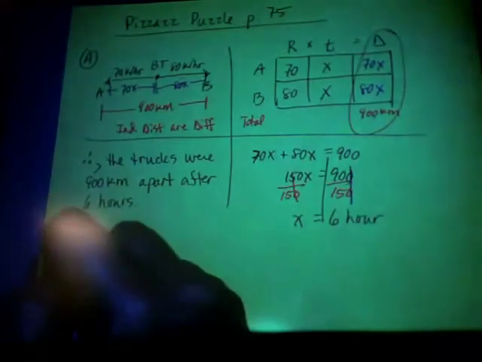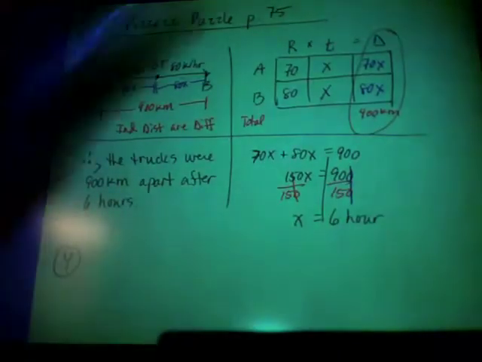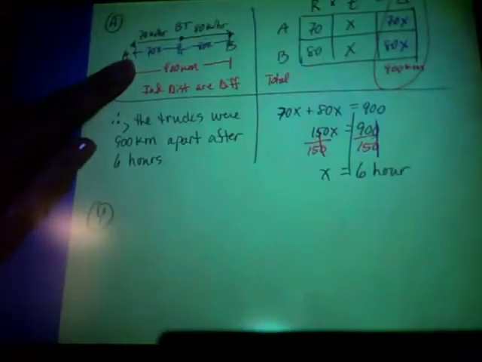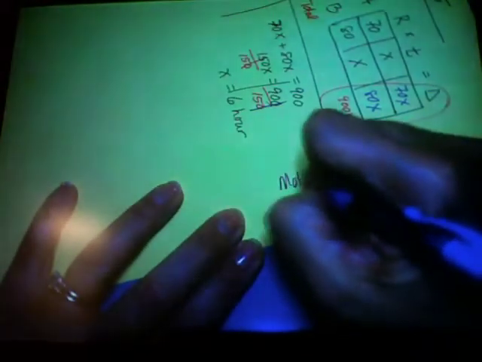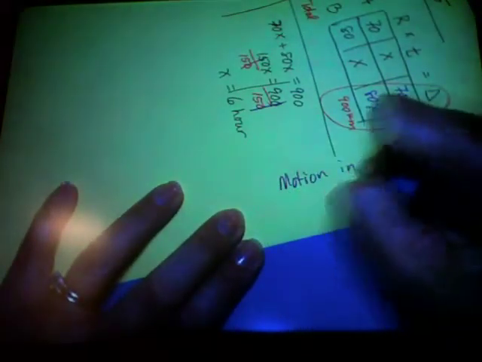How is Y different from A? They are going toward each other. So A was motion in opposite direction. It's your motion in opposite direction is what they'll call it. Whereas Y is motion in the same direction. So if you want to put here, for your note purposes, motion in opposite direction.